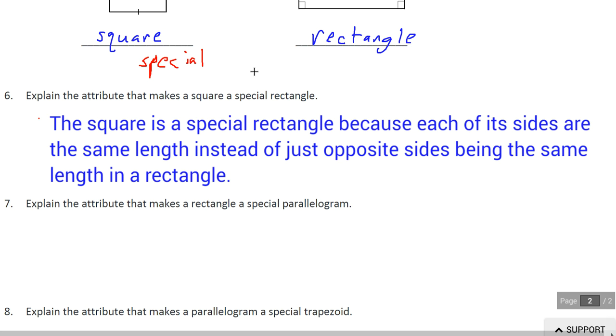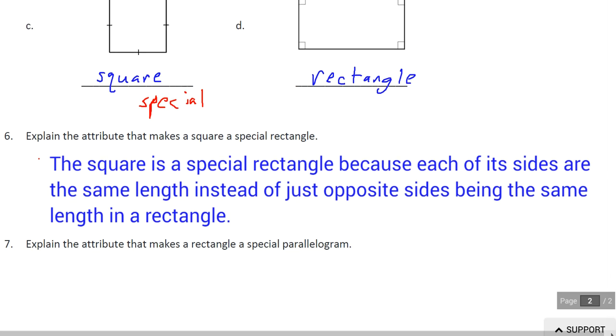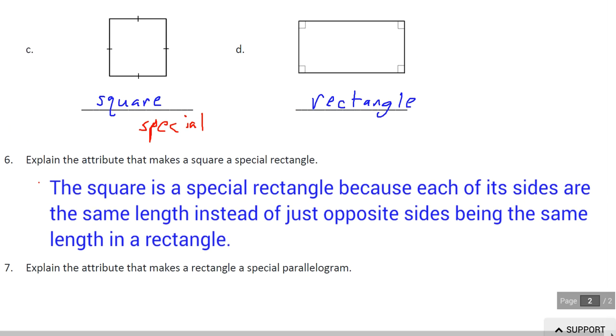All righty, how'd you do? If you wrote something like a square is a special rectangle because each of its sides are the same length, instead of just opposite sides being the same length in a rectangle. Because if you look at the rectangle, just the opposite sides are the same length. Like we can look at it like this. This side and this side are the same length, and this side and this side are the same length. So there you go. Let's move on to number 7.